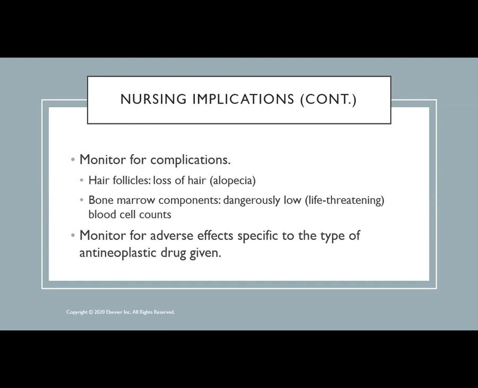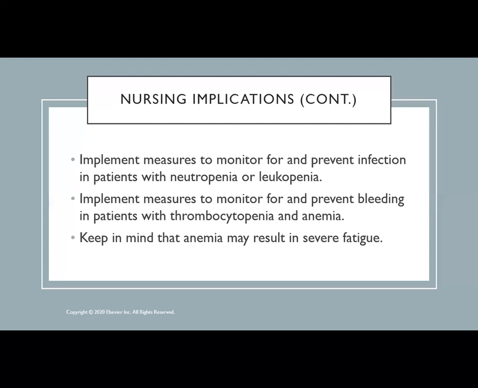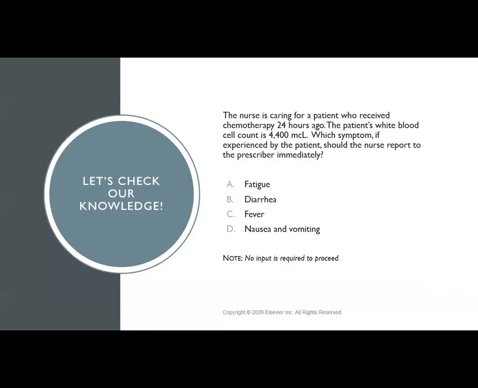You want to monitor for complications. Once again, that loss of hair, alopecia, bone marrow components dangerously low can be life-threatening. Monitor for adverse effects specific to the type of antineoplastic drug used. Implement measures to monitor for and prevent infection in patients with neutropenia or leukopenia. Implement measures to monitor for and prevent bleeding in patients with thrombocytopenia and anemia. Keep in mind that anemia may result in severe fatigue. So try hard not to get your patients to do too much in a short amount of time.